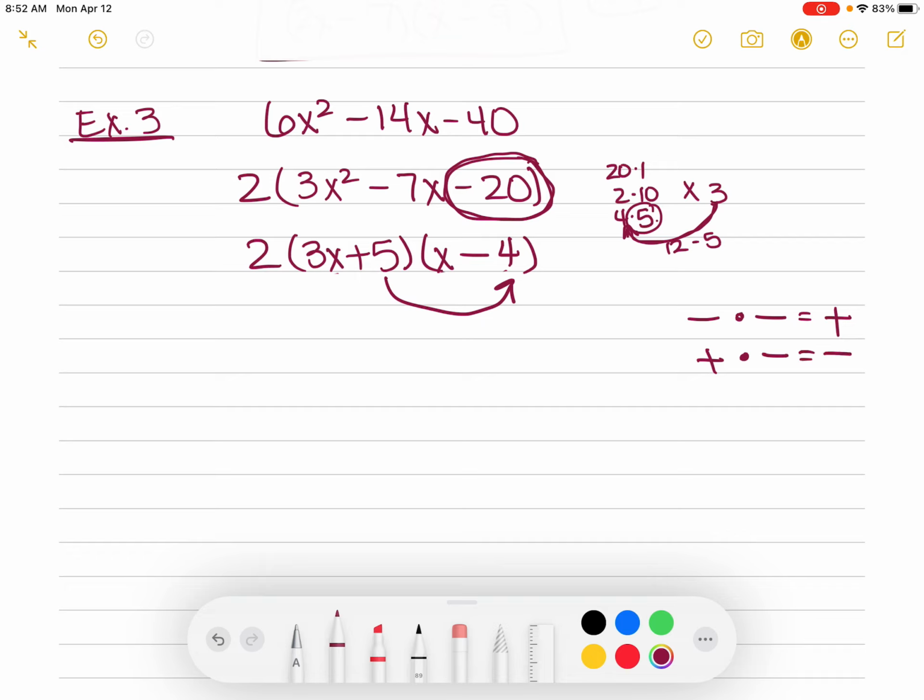Okay, so you have to use all your knowledge of integers that you've been using all year. And so you need to know how to add and multiply with integers. It's very important. And that's why we talked about it and worked on it for so long at the beginning of this year. Okay, so here's our answer for example 3.